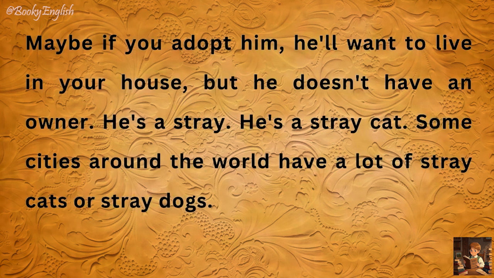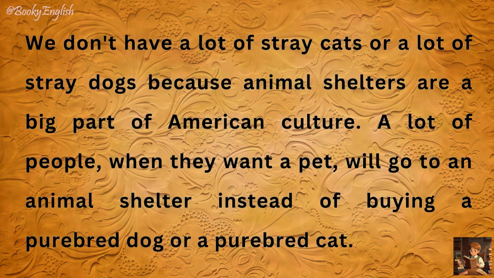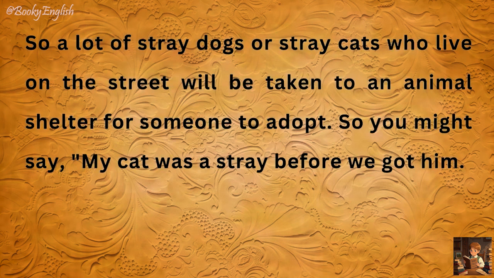Some cities around the world have a lot of stray cats or stray dogs. They don't belong to anyone, but everyone helps to take care of them. Everyone helps to feed them. In the US, this isn't very common. We don't have a lot of stray cats or stray dogs because animal shelters are a big part of American culture. A lot of people, when they want a pet, will go to an animal shelter instead of buying a purebred dog or a purebred cat. So a lot of stray dogs or stray cats who live on the street will be taken to an animal shelter for someone to adopt. So you might say, "My cat was a stray before we got him."